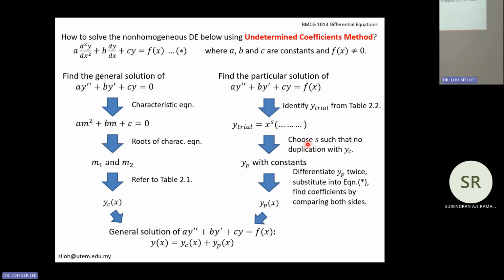Once you have the yp, but your yp with the constants a, b, c, we will differentiate the yp twice, and then we substitute yp, yp prime, yp double prime into the differential equation. Then we will compare the coefficients on both sides to get the values of a, b, c. Finally, we will combine the yc and yp to get the final solution.